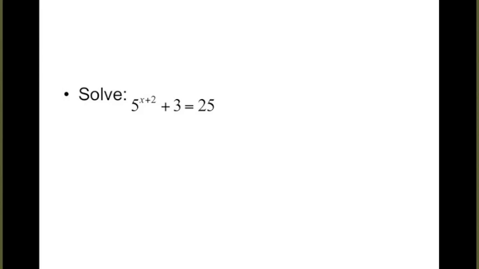On this one, our exponential is not alone. It has a 3 added to it. So I'm going to begin by subtracting 3 from both sides. Now the exponential is alone. We cannot write 22 as a power of 5, so we need to solve this with logs. Because 5 is not a special number as a base, we could use a common log or a natural log, and it does not matter which, so I'll use the natural log.